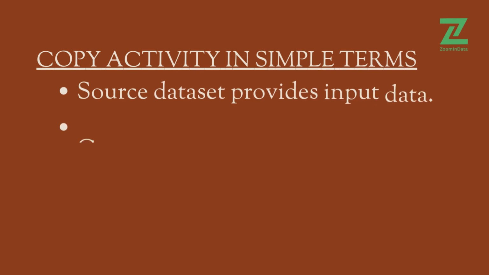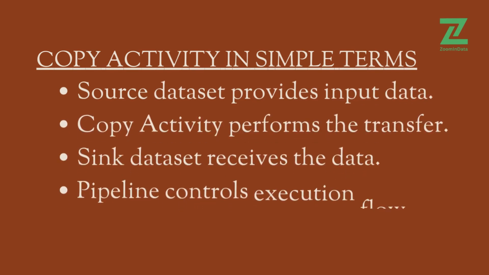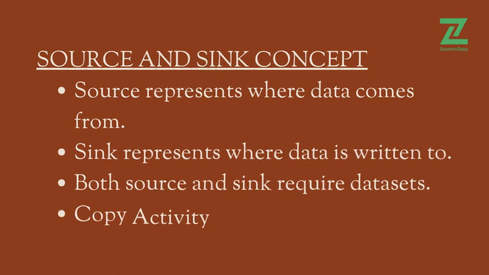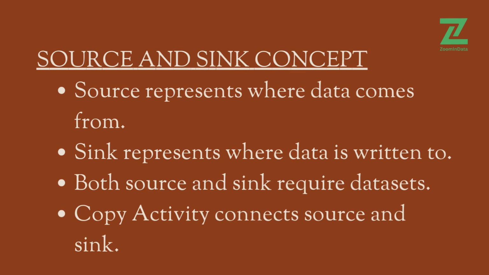In simple terms, the source dataset provides the input data, copy activity performs the data transfer, and the sink dataset receives the data. The pipeline controls when and how the copy activity runs. In copy activity, the source represents where the data comes from, and the sink represents where the data is written to. Both source and sink require datasets, and copy activity connects them to move the data.